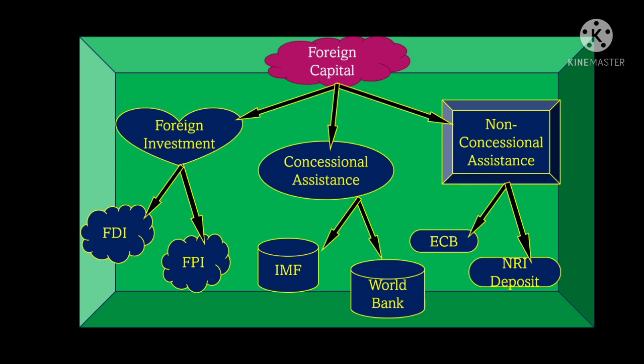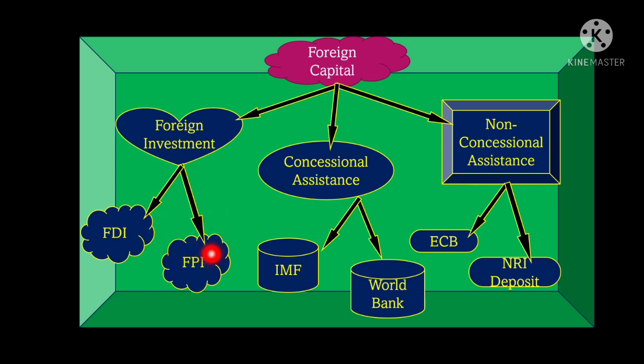There are several ways by which FDI can be made. It can be made by creating a joint venture, by establishing a subsidiary, or by acquisition or merger of an existing foreign entity. So basically, FDI is an investment which is made directly into another country.